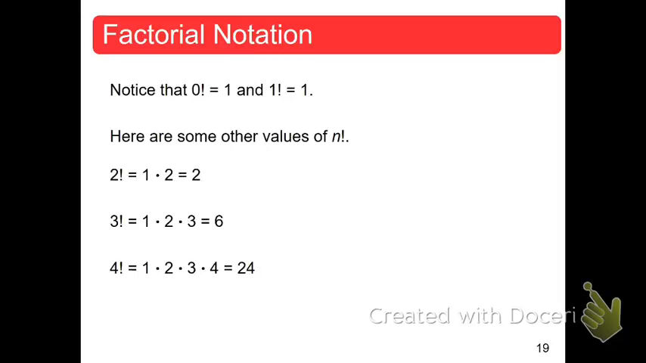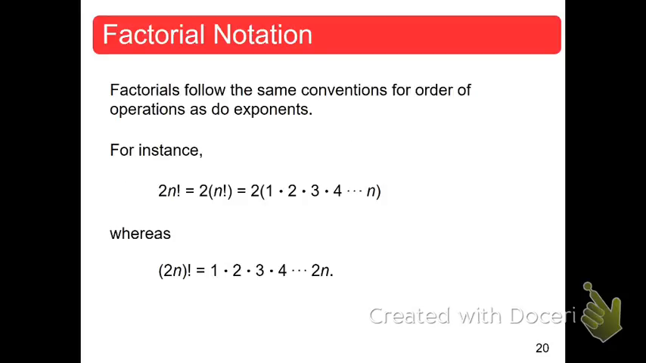So then you can see 2 factorial is 1 times 2, 3 factorial is 1 times 2 times 3, 4 factorial is 1 times 2 times 3 times 4. But it also tells us to be careful here because 2n factorial is different than 2 times n factorial. It depends on whether that 2 is in parentheses with it or not. If the 2 is not in parentheses, then only the n gets a factorial, so you would put the 2 out in front. But if the 2 is in parentheses, then you multiply all the way up to 2 times n, whatever that may be.